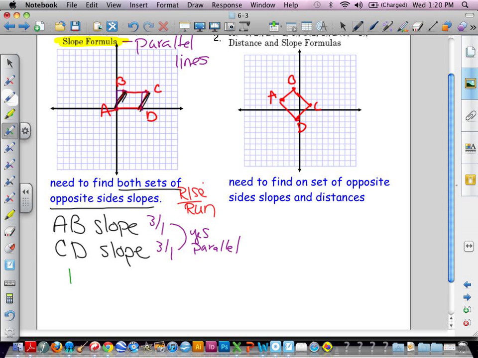So I've got to check my BC and my AD. Do you guys know what slope that is when they're running horizontal? Yes, you're right. It is 0 and 0. I heard you answer that. So, yes, these are parallel as well.